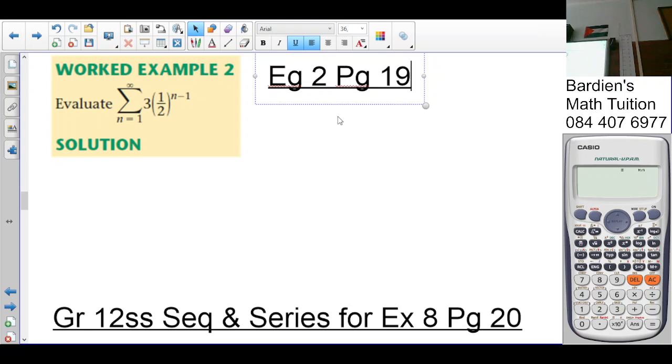It says evaluate, determine, calculate. It's the same to us. Okay. Simplify. Did I say simplify? It's also the same. Okay.